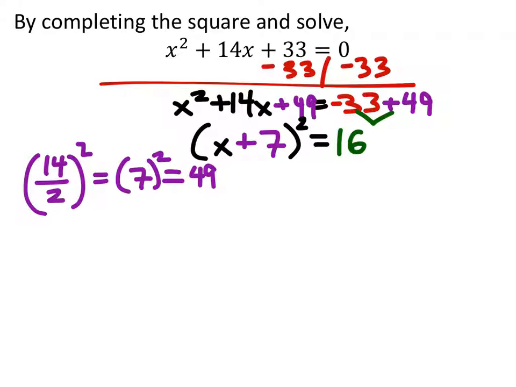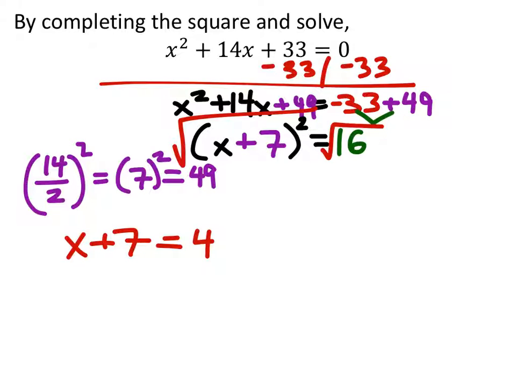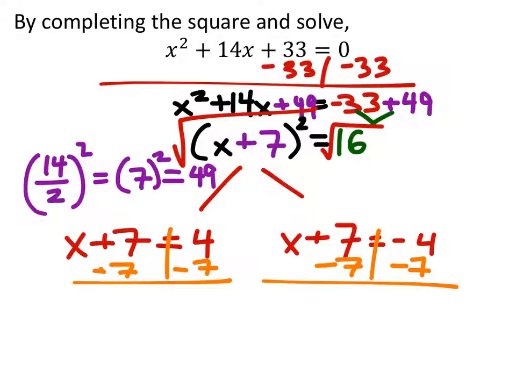Well, from here, I've got a square that's equal to something, so I'm just going to square root both sides, which is going to give me two different expressions. X plus 7, which we've already square rooted, it's squared, so it's just x plus 7. The square root of 16 is 4, but it would give me a second expression, x plus 7 equals negative 4 as well. And to solve both of these, not too bad, right? Just subtract 7 from both sides. And now I've got x is negative 3, but also x is negative 11.